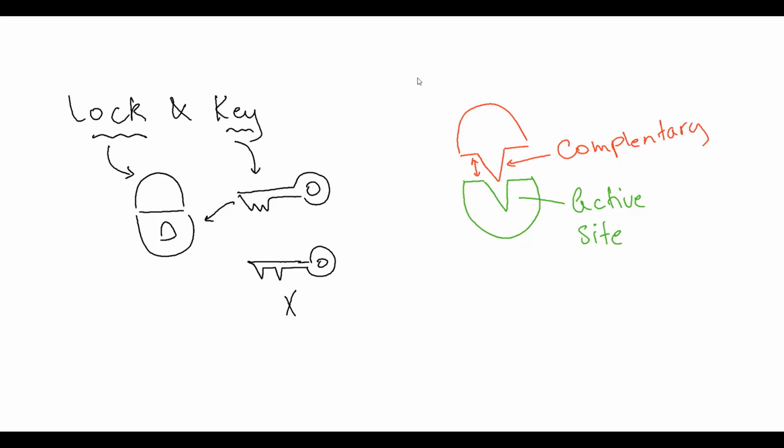If I have another molecule that looks like this, this does not fit here, so the enzyme will not work for this molecule, but it will work for this. Now, the molecules on which the enzyme acts are called the substrate. For example, I have different substrates for different enzymes.